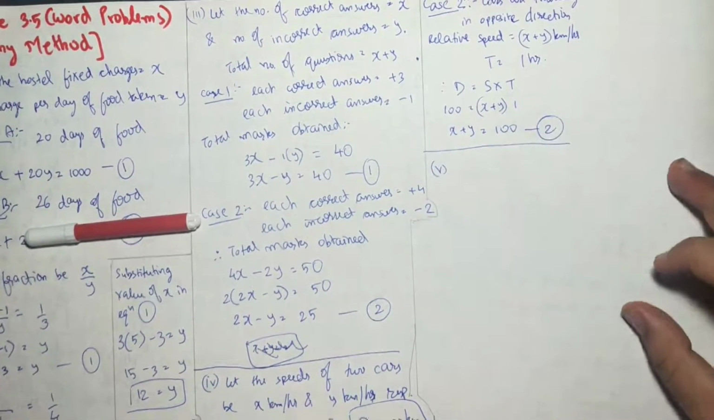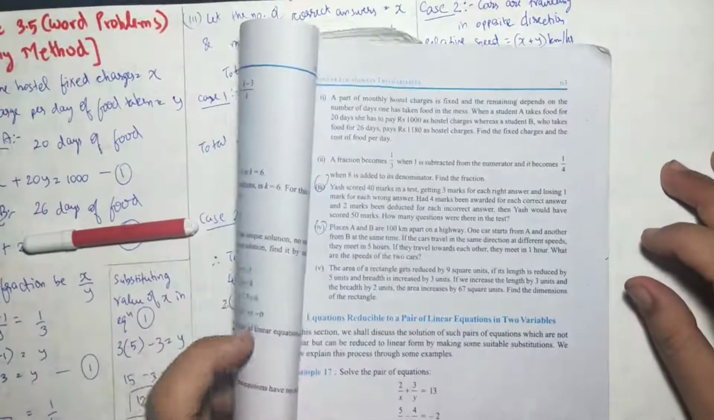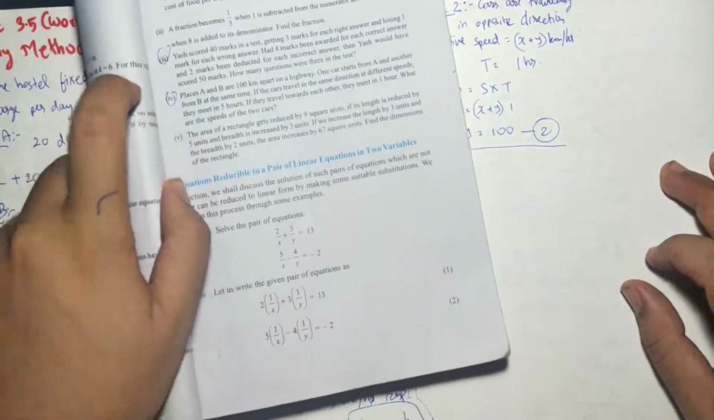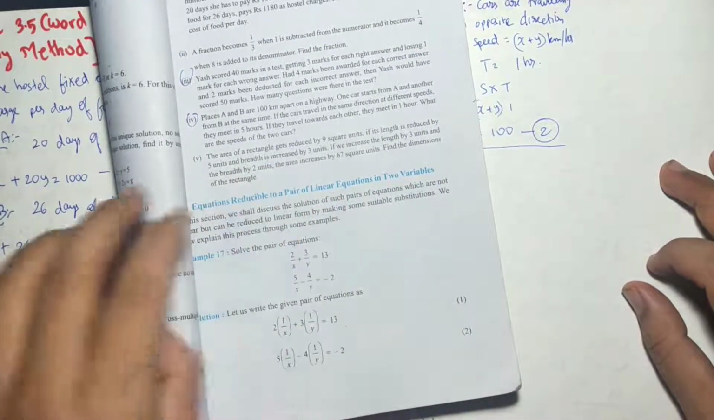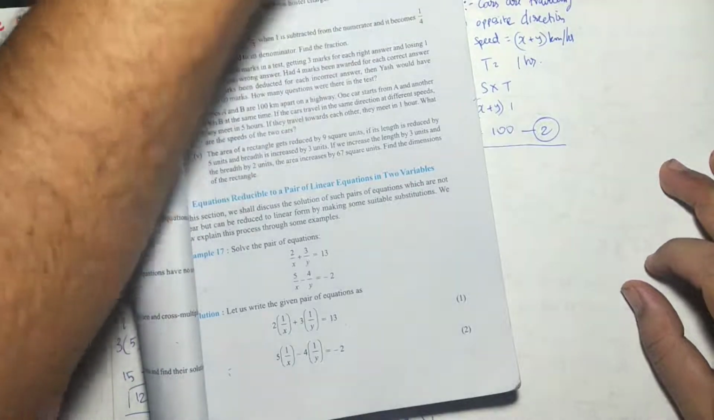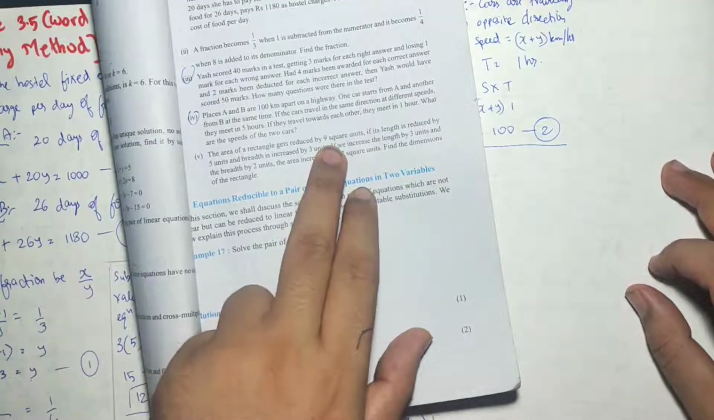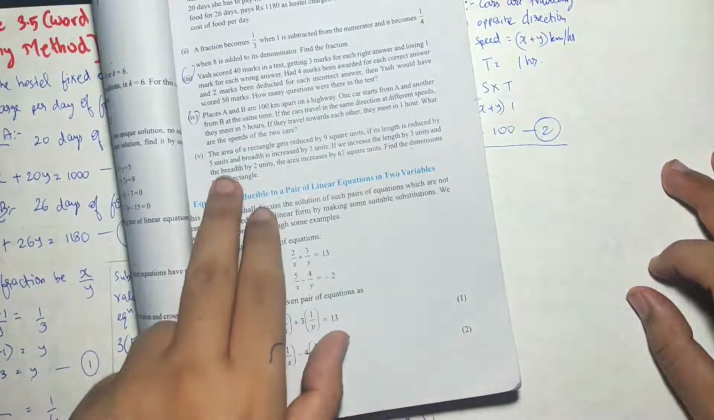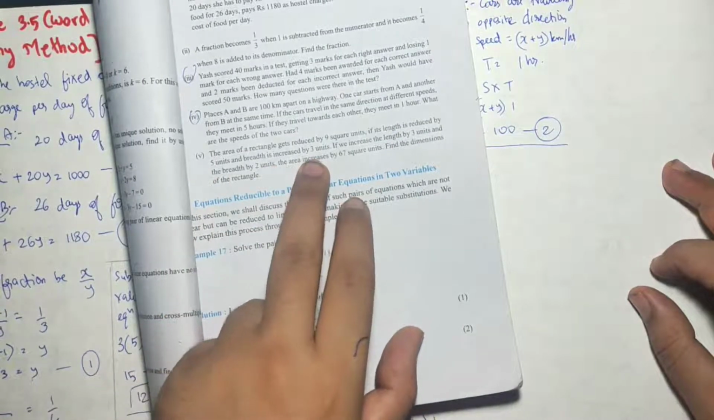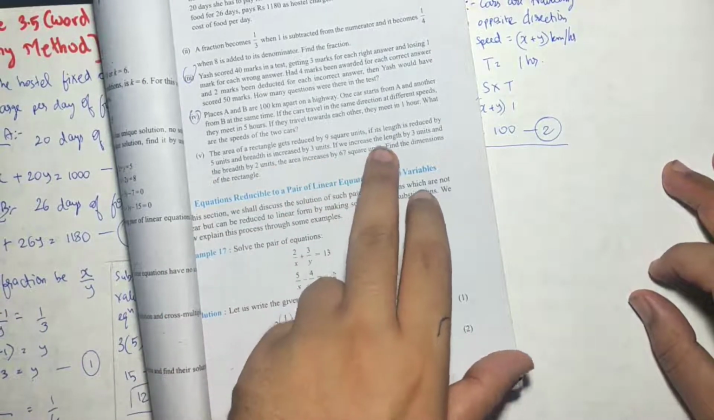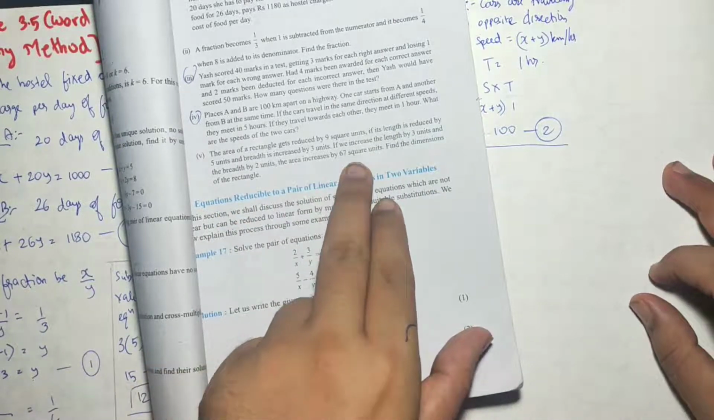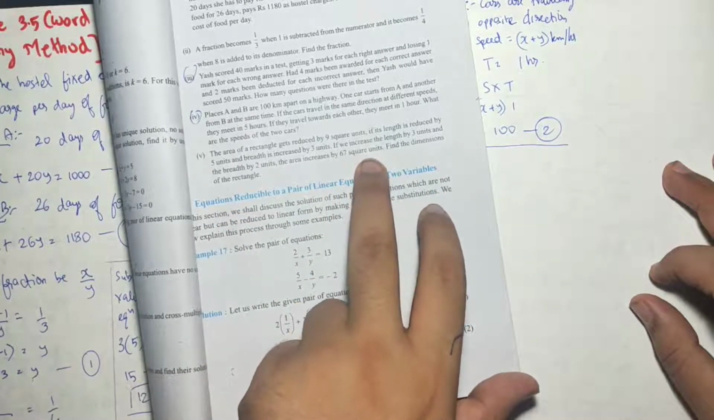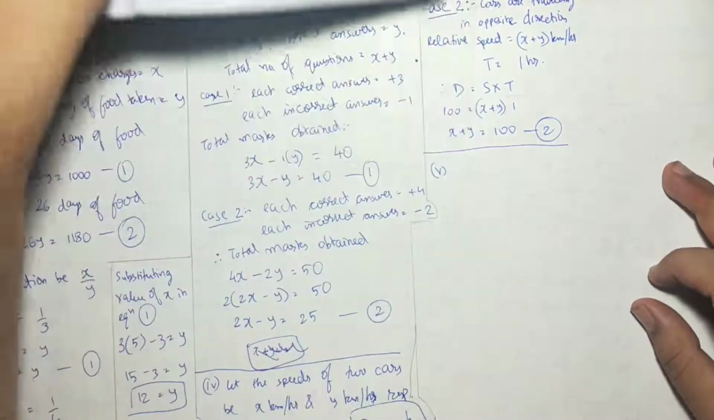Last question for the exercise. The area of rectangle gets reduced by 9 square units if its length is reduced by 5 units and breadth is increased by 3 units. If we increase the length by 3 units and the breadth by 2 units, the area increases by 67 square units. Find the dimensions of rectangle.